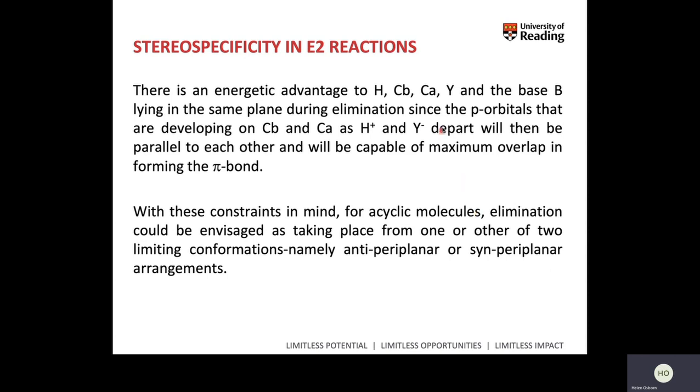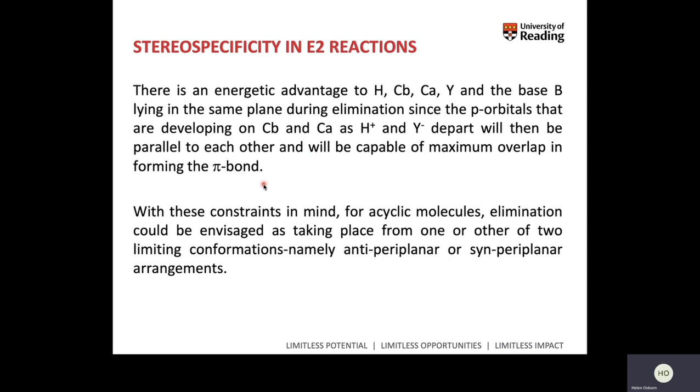For the p orbitals to be in the same plane, the hydrogen that's coming off, the two carbons which are connected and are going to become the double bond, the Y, and the base, all of those should be lying in the same plane during the elimination so that those orbitals can overlap as the new bond forms and the H plus and the Y minus depart.